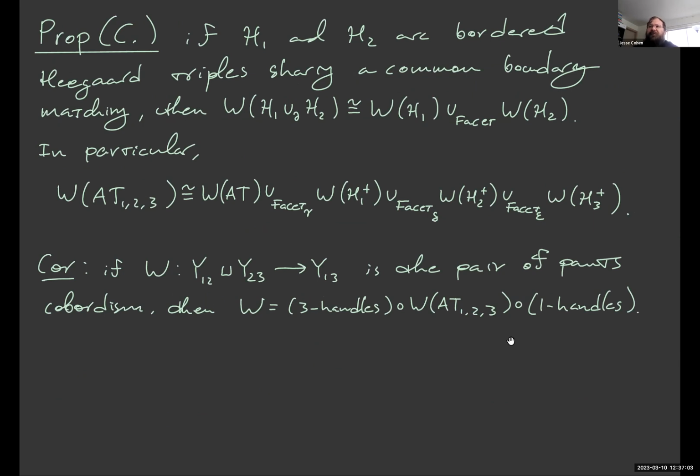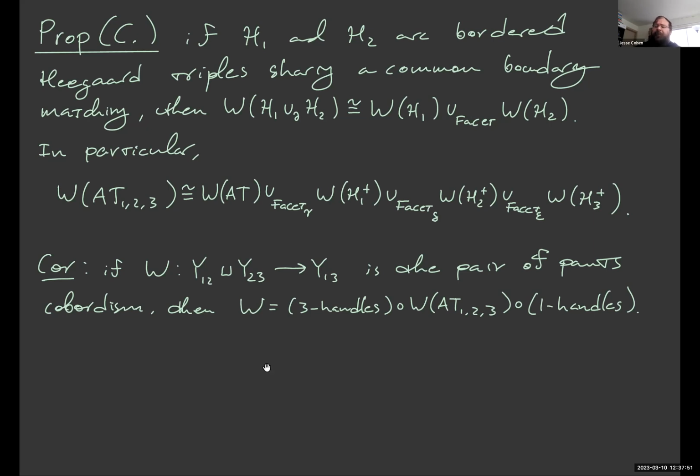The crucial proposition is that if you have 2 bordered Heegaard triples that share a common boundary matching, then the 4-manifold that you get from gluing the 2 Heegaard triples and then applying this construction is the same as first constructing each of the cobordisms individually and then gluing them along a facet. And in particular, what this tells you is that the 4-manifold associated to this closed Heegaard triple AT123 is obtained by gluing each of the individual cornered 4-manifolds to the cornered 4-manifold associated to AT.